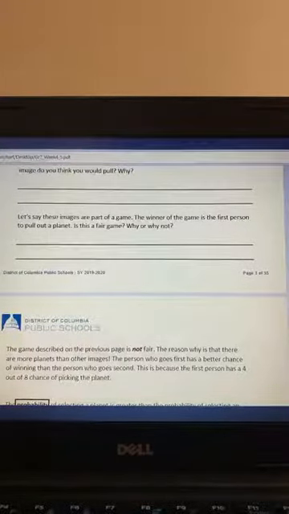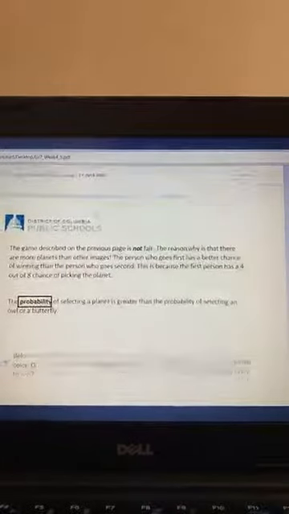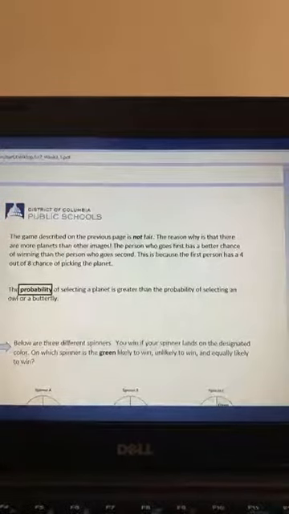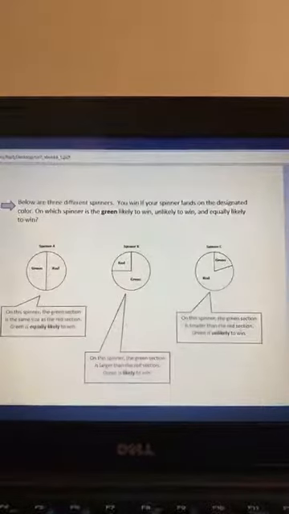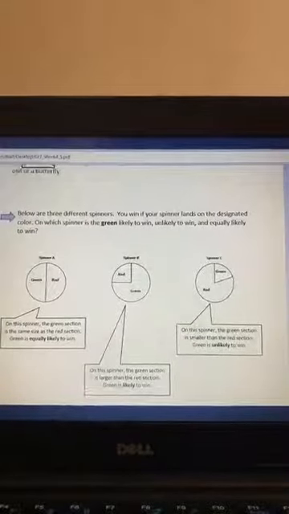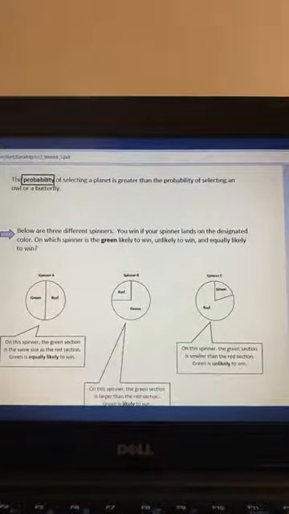Hmm. I didn't even know I had scrolled down too far. You guys can see the answer I have on my page. Okay. All right, moving on to the next page here.